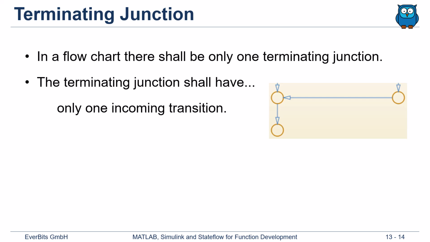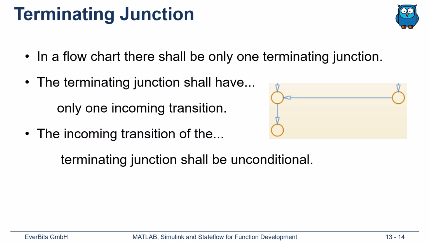The terminating junction shall have only one incoming transition. The cool thing about this is also that during debugging, your flowcharts will be highlighted and the path is very well seen then, and it helps a lot to understand how exactly your path will be chosen. Very, very cool thing. We will see that as soon as we go to our demo.